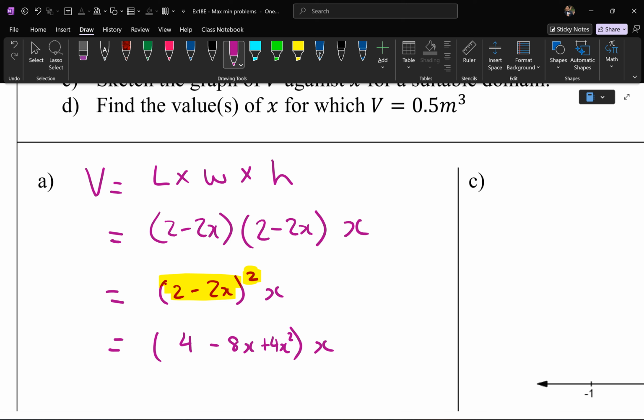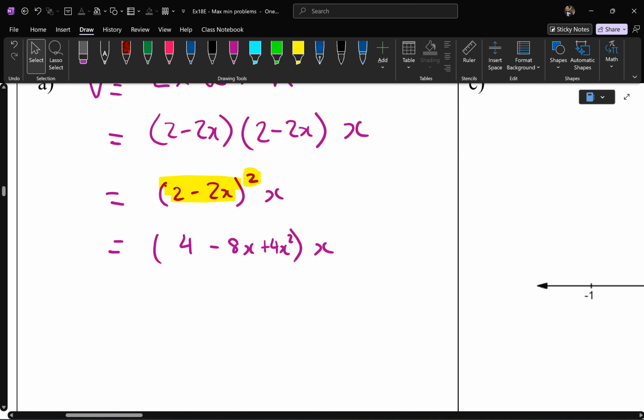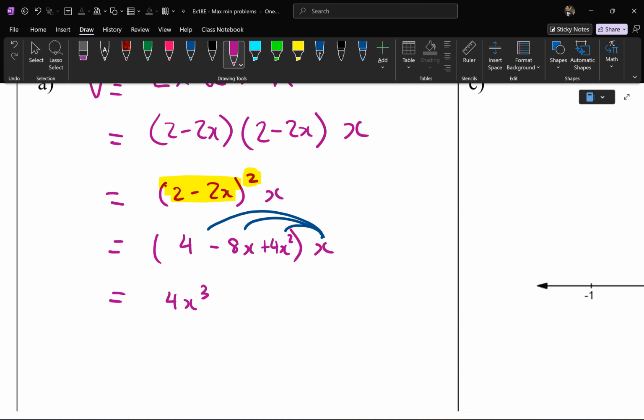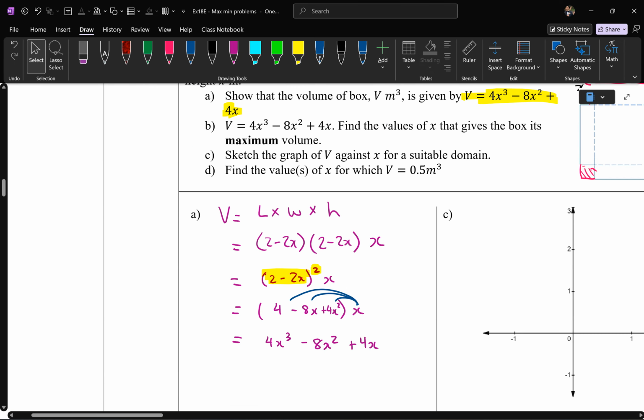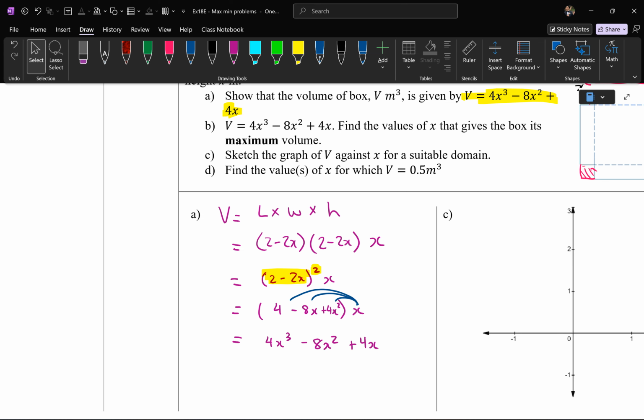Beautiful. Okay, for those who've forgotten, it's (a plus b) squared equals a squared plus 2ab plus b squared. That was the formula for it. So square the first one, double the two times each other, and then square the last one. That's how you get the bottom one. And then you expand it from here, so you can see x times 4, x times 8x, and x times the last term. This is how you get 4x cubed minus 8x squared plus 4x. And that is how you prove this is equal to that. So when they say show that, every step has to be shown and how you get there.